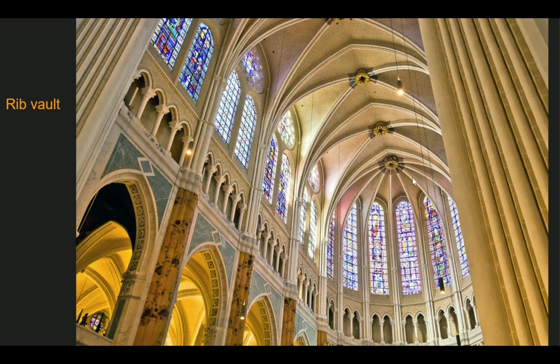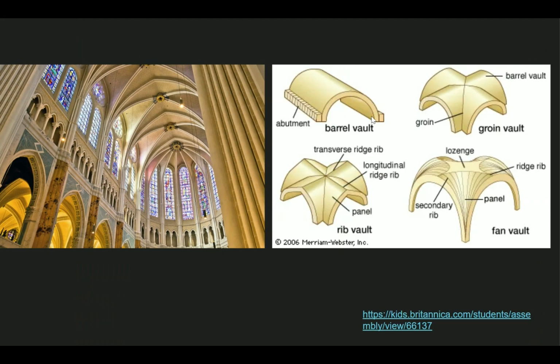There's also rib vaulting. We were looking at the barrel vaults of the Romanesque. Again, there are examples of rib vaulting. Sorry, did I say groin vaulting? My bad. There are examples of rib vaulting within the Romanesque time period, but it's really identified with the Gothic period.